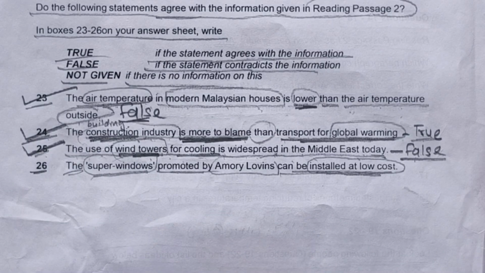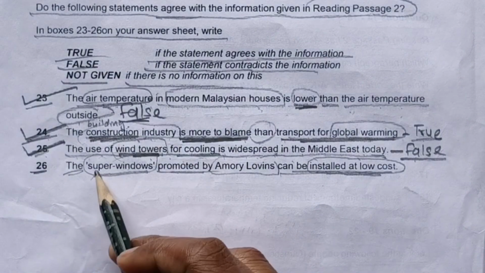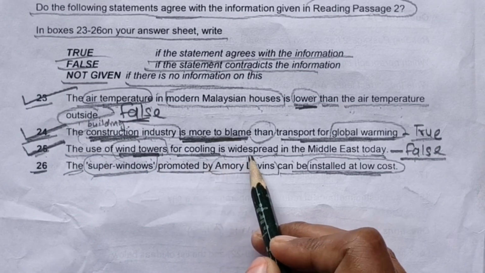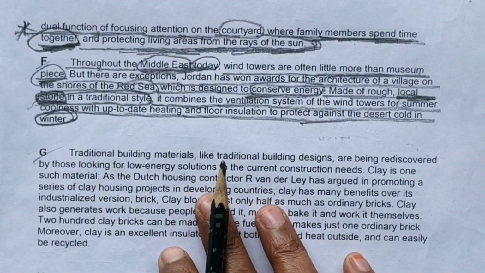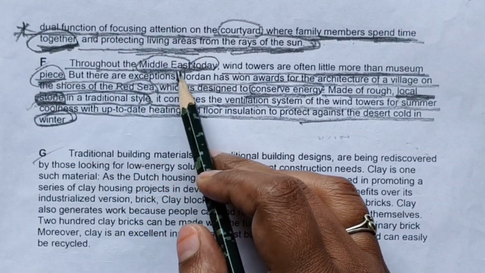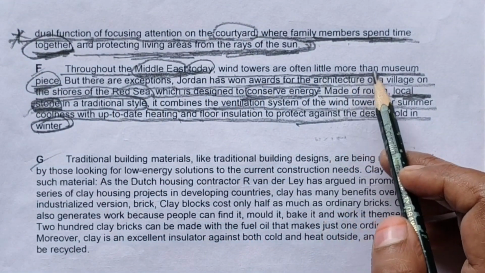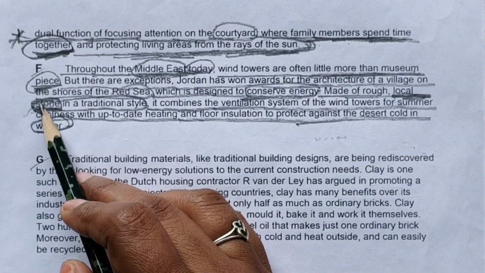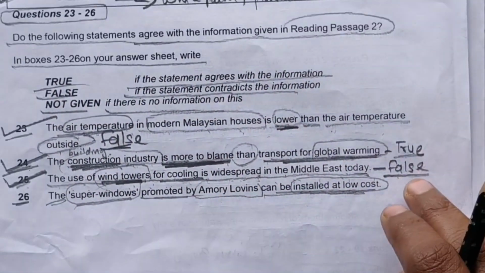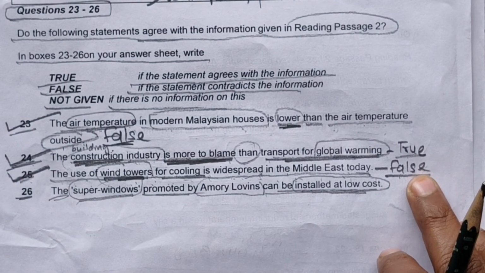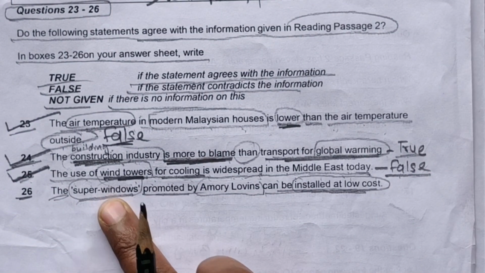I hope you have understood from where we are getting this answer. In the question they are asking: the use of wind towers for cooling is widespread in the Middle East today. And here, in the paragraph, they are saying: throughout the Middle East today, wind towers are often little more than museum pieces. So both the statements are contradicting, and that's why we have written false here. I hope you have understood this. And here they are talking about the super windows.